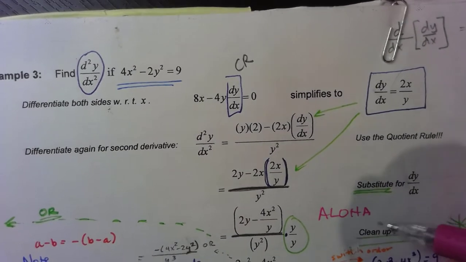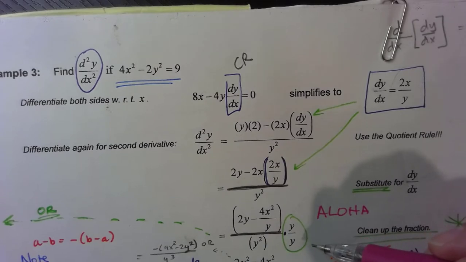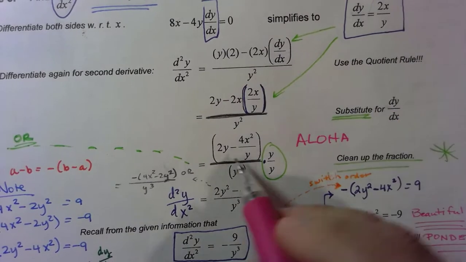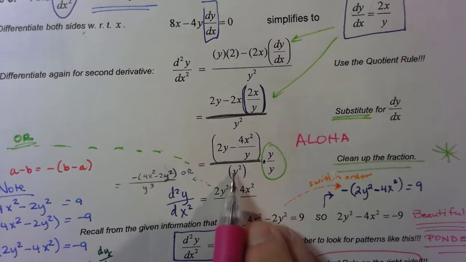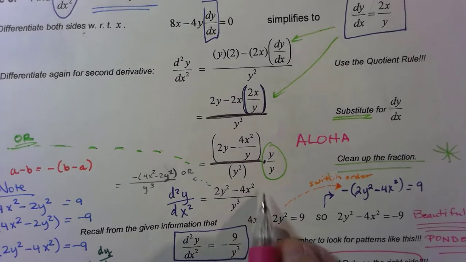And I have to do some clean up. We want to clean this fraction up. This is a compound fraction. So if I multiply by y over y, what that will do when I distribute across here is give me 2y squared minus, the y's will cancel, 4x squared, now over y cubed. Now, this is the second derivative, but guess what? We can actually simplify this.